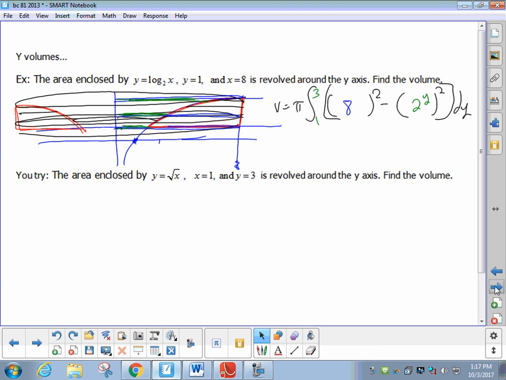Try this one on your own to see if you're getting the idea with y. Those of you who are detail-oriented, I think you will enjoy drawing these graphs.